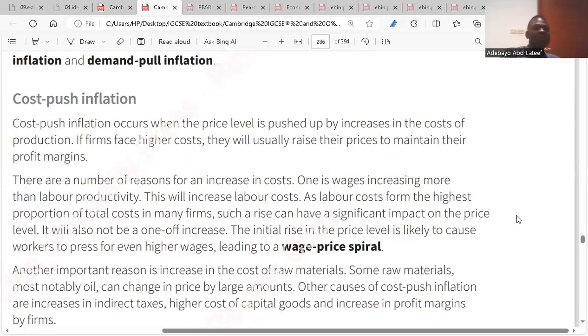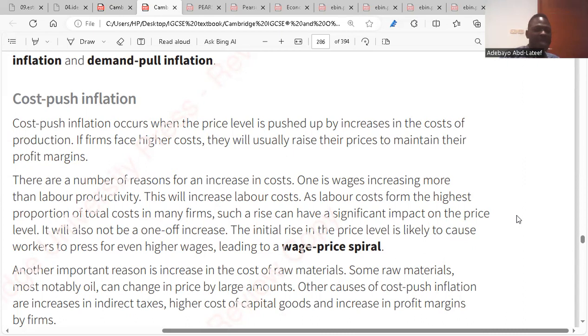One is wages increasing more than labor productivity. If wages are increasing more than labor productivity, there will be cost push, which will lead to inflation. Workers are producing less and they are getting more. This is not good for firms, so they have to push the cost, they have to transfer the cost to consumers. That's the first one. Two, here they said this will increase labor cost.